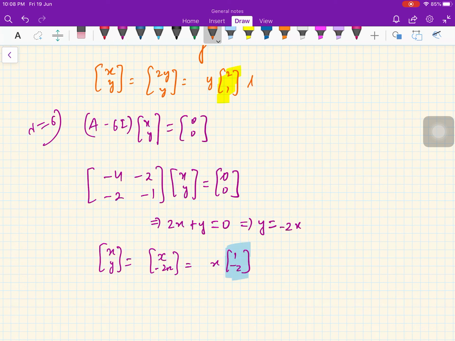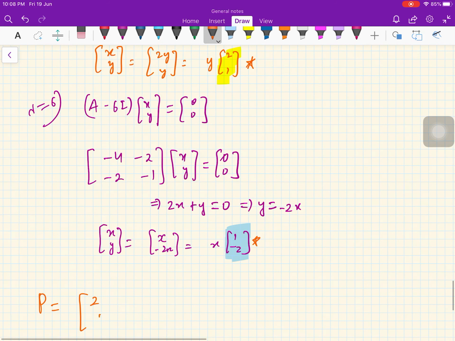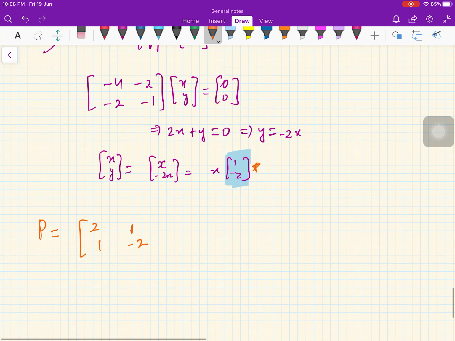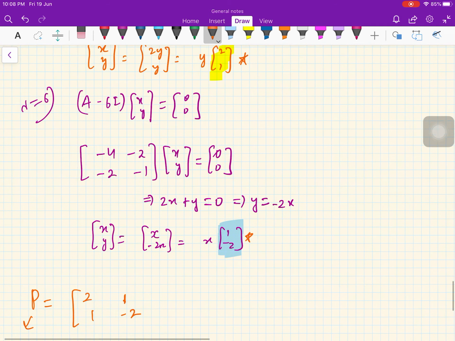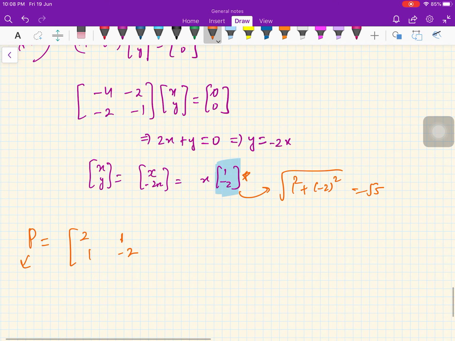Now you see that this one and this one, they are orthogonal, right? So you make a matrix P which is [2 1; 1 minus 2]. But this is not orthonormal because you want their lengths to be 1. The length of this vector is root of 2 square plus 1 square, so that is root 5. And the length of this vector is root of 1 square plus minus 2 square, that is root 5. So you divide these with root 5. Are you getting why? Because we want it to be orthonormal, not just orthogonal. This is your matrix.